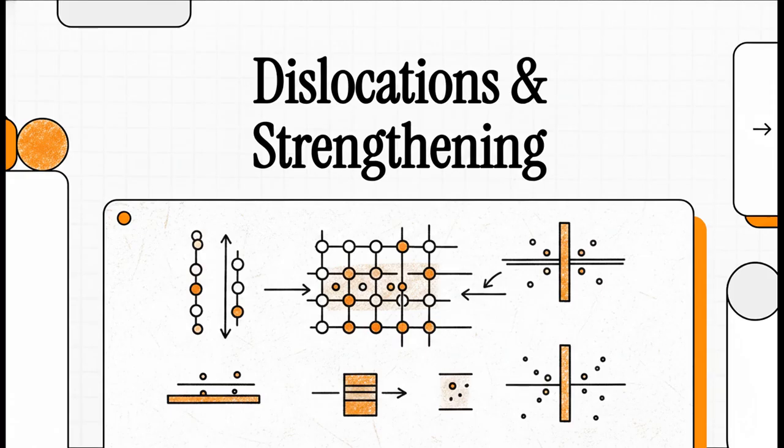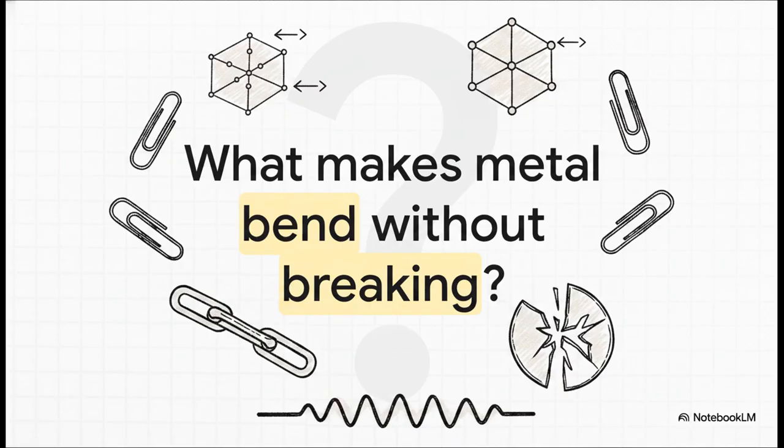We're zooming way in to figure out the microscopic, atomic level cause and effects behind how metals actually behave in the real world. We're going to demystify all those complex material science concepts and give you some really clear, actionable takeaways. So let's kick things off with a pretty fundamental question. What makes metal bend without just snapping in half?